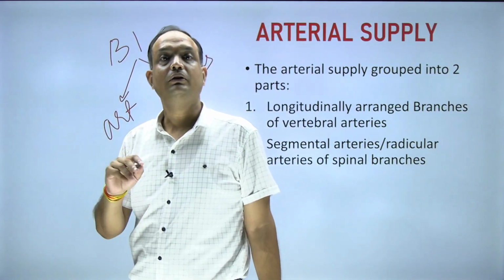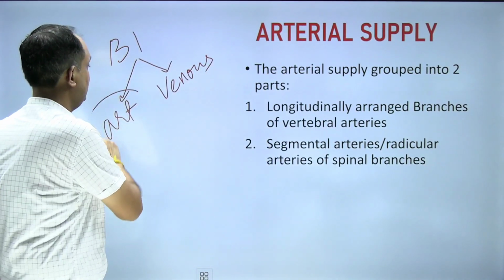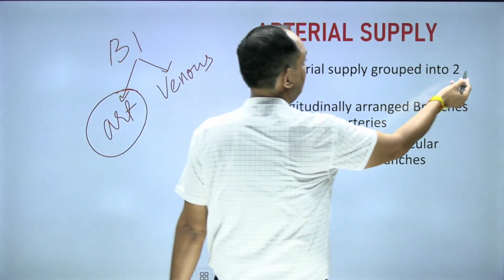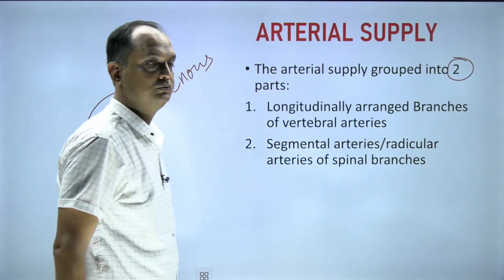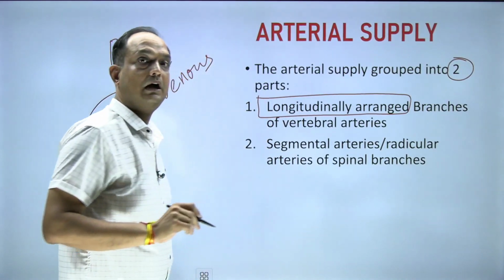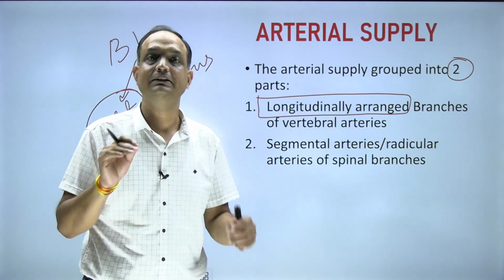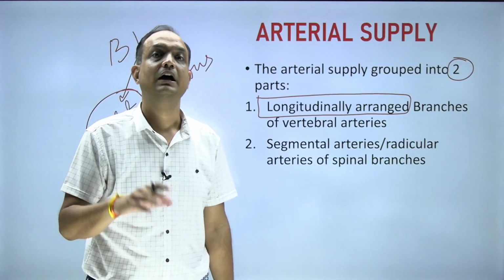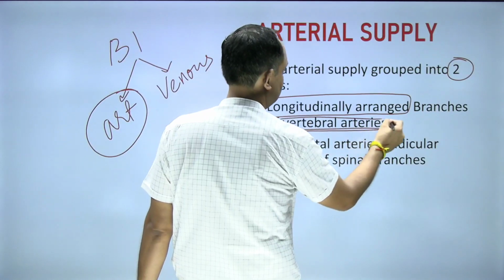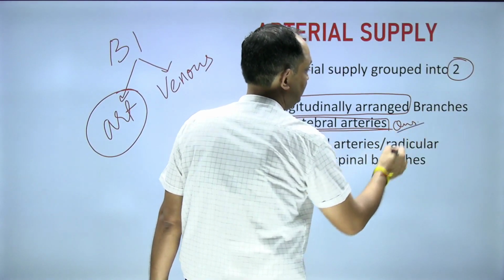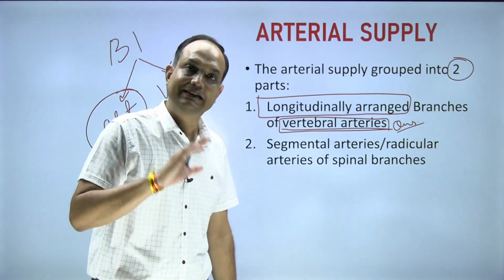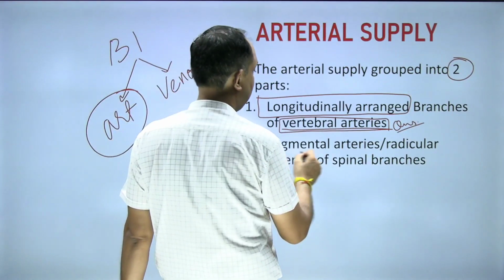Clear? So now when you are talking about the arterial supply of the spinal cord, as I already told you, this arterial supply is divided into two parts. Now what are these two parts? The first part is the longitudinally arranged blood vessels. Now the question is, these longitudinally arranged blood vessels arise from which artery? The answer is the vertebral artery. So the vertebral artery will give rise to the longitudinal channels which are going to supply the spinal cord. The second part is about the segmental arteries.